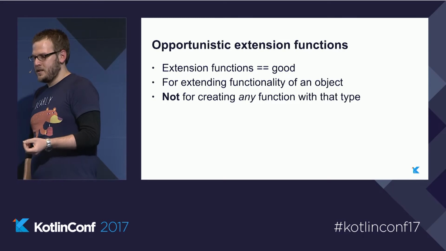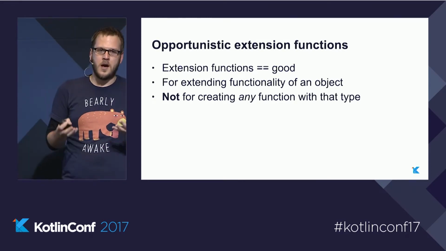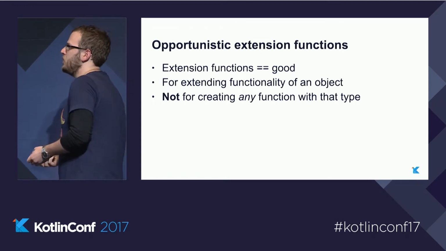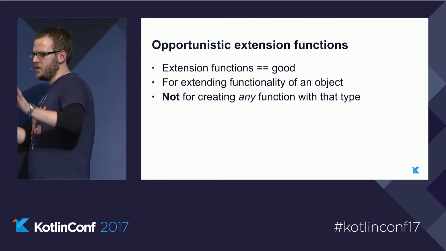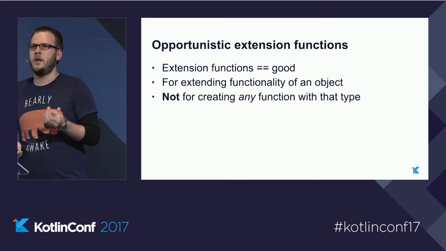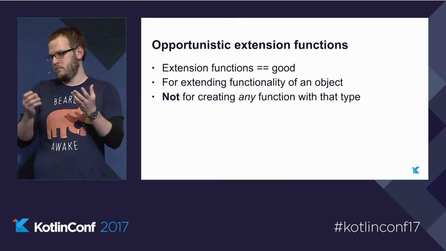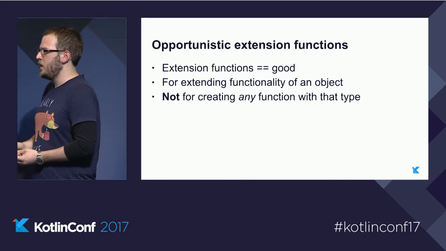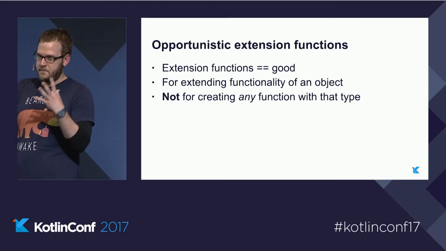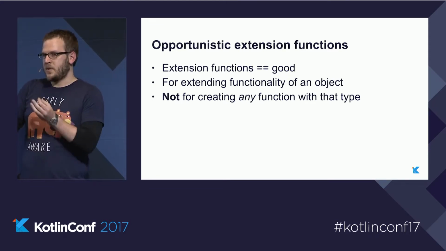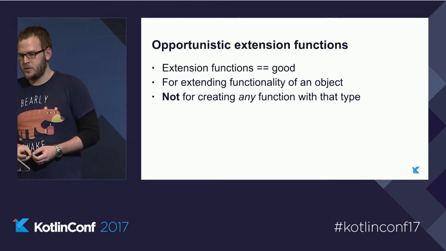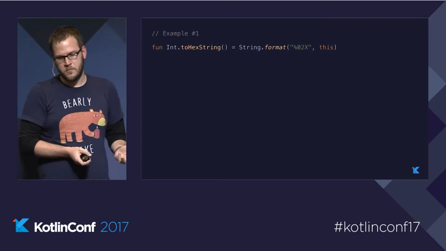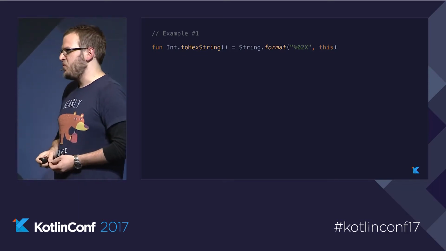So think about it as a test. Ask yourself, if you're going to add an extension function, would you have added that function to the object itself if you didn't think about the composition of it? Does it make sense? If it's an extension value or extension variable, does it actually make sense? Is it a property of that object? And is the thing that's happening in the extension function actually something that's happening to that object? So let's look at a simple example. Here we have a 2-hex string method inside of an integer. Perfectly valid, right?